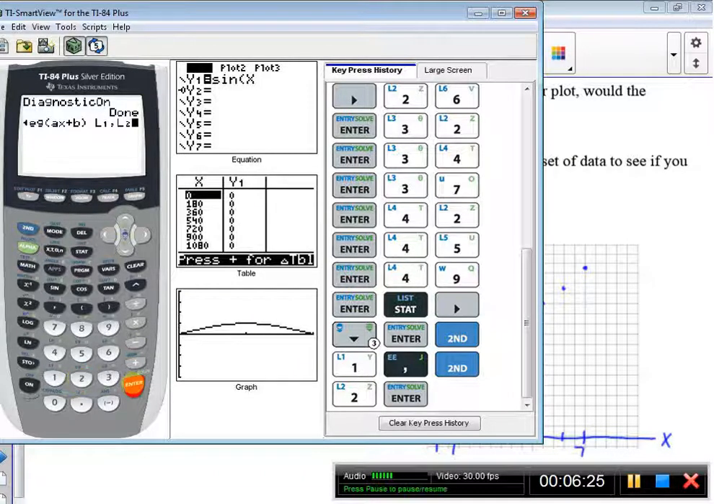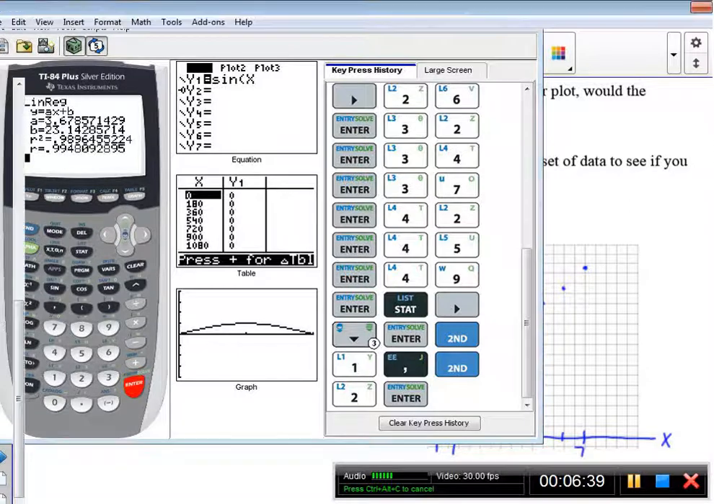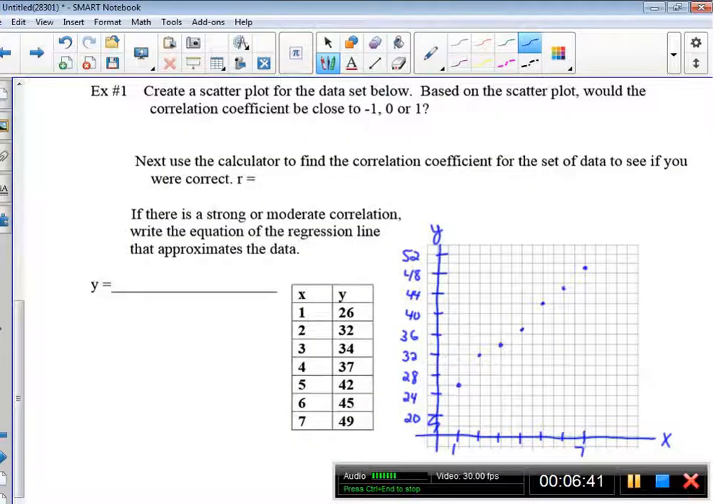So in this case, we're just going to hit enter, and there you can see that correlation coefficient is R equals 0.9948. And it also gives us a best fit line. So I'm interested in the correlation coefficient first. So it was 0.994892.